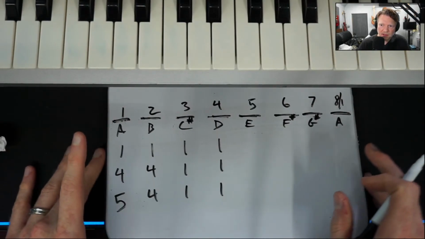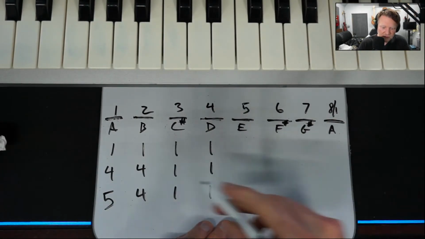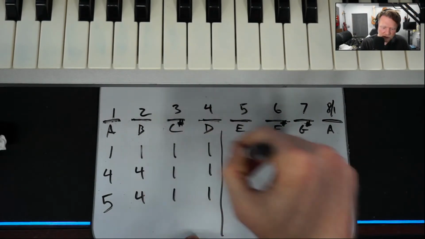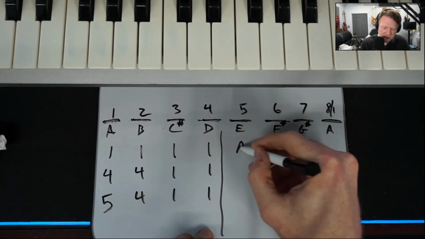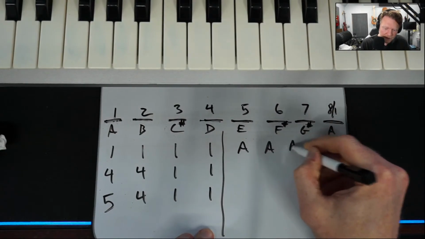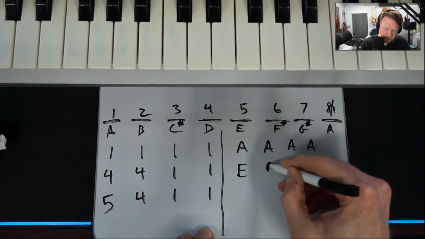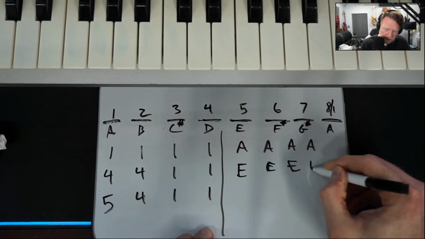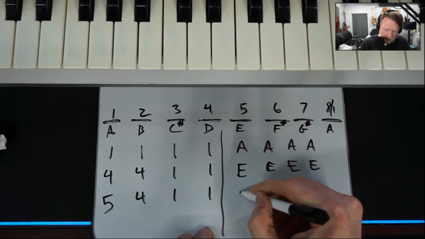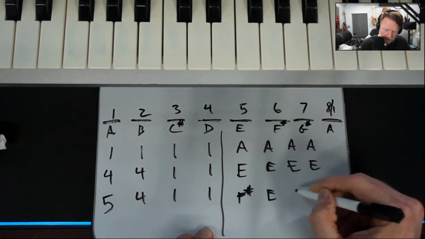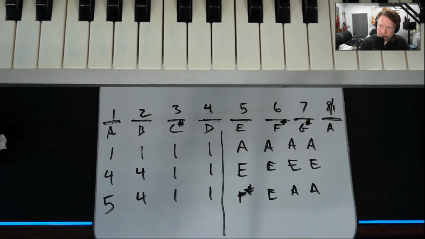And now let's translate this in. Converting these looks like this: A, E, F sharp, E, A. Okay, very, very good.